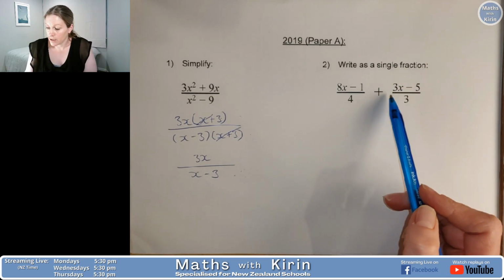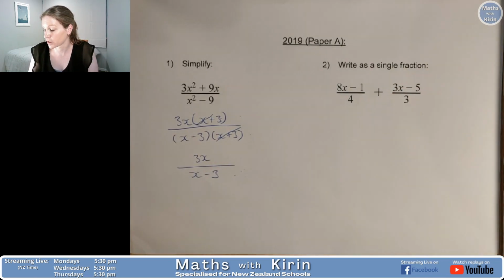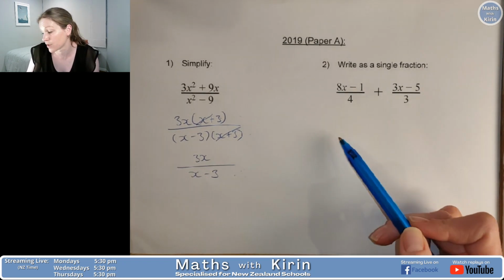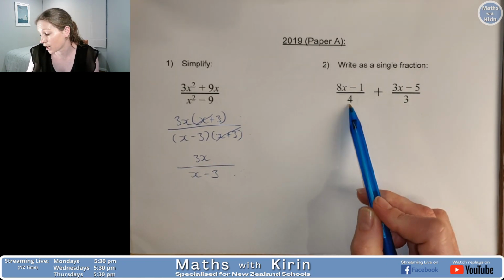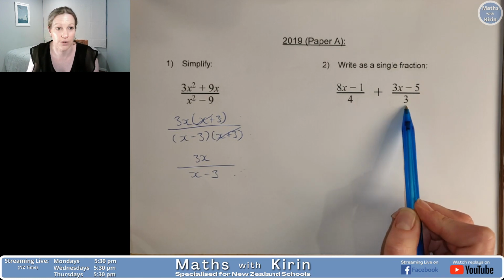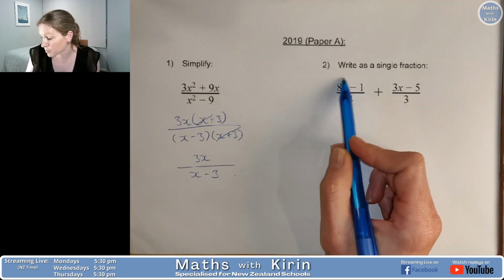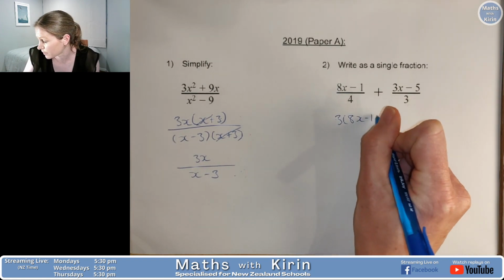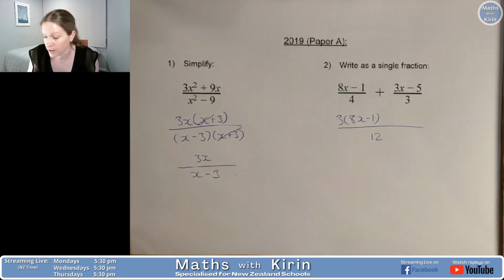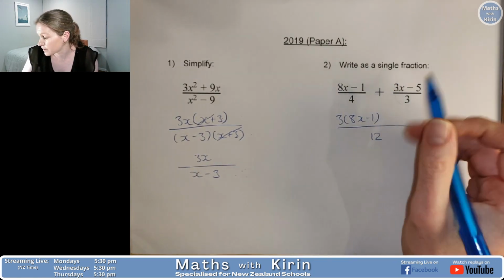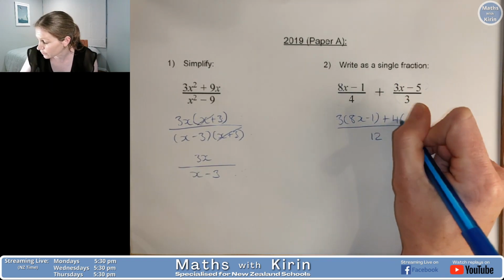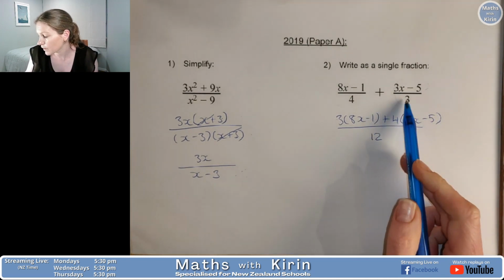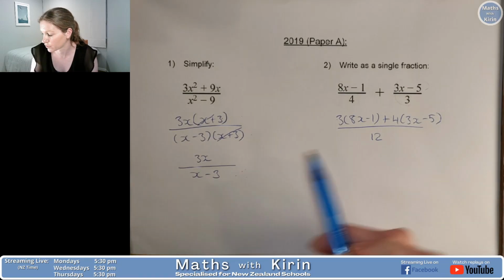Okay. Second question here, we are adding fractions and all I ask you to do is write it as a single fraction. Okay, so we know in order to do that we need to find a common denominator. Our lowest common denominator with 4 and 3 would be 12. So we want to multiply all of this by 3. So we have 3 times 8x minus 1 and that common denominator of 12 at the bottom. This needs to be multiplied by 4 and we are adding, so plus 4 times 3x minus 5. And again, we know that we've got our common denominator of 12.